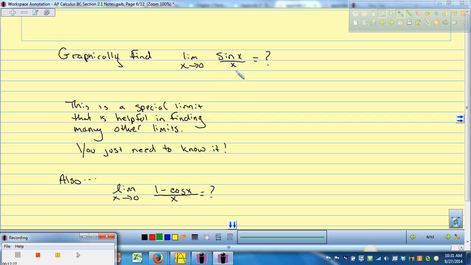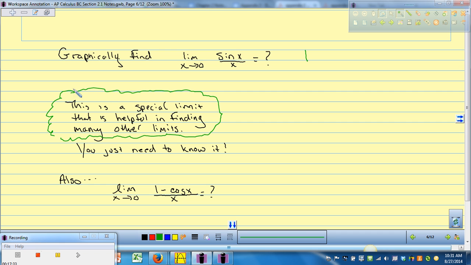Our limit as x approaches 0 of sine x over x is equal to what? It is approaching 1. So as I say here, this is a special limit that is helpful in finding many other limits. It is something that you can look for within a problem that deals with trigonometry, sine, cosine, tangent. You just need to know it. Okay? All right. Does anyone have our limit as x approaches 0 of 1 minus cosine x over x? That one is 0. So big stars here, we need to know these. Life will just be easier. All right, let's move on.